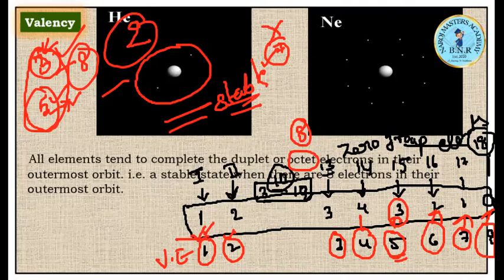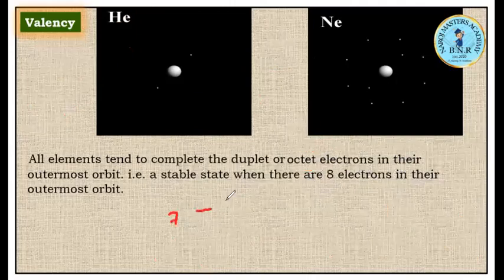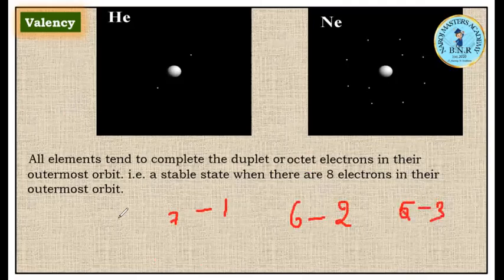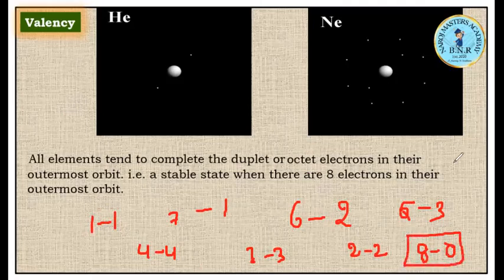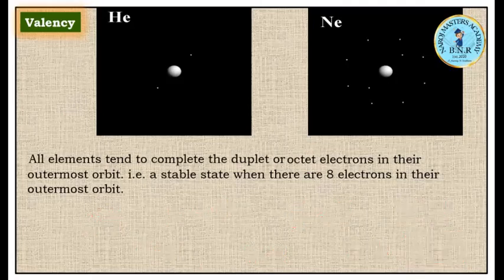If 8 are not there, if 7 are there, valency is 1. If 6, valency 2. If 5, valency 3. If 1, then valency 1. If 4, valency 4. If 3, valency 3. If 2, valency 2. Is it right? If 8, valency 0. Remember, a very, very important point about valency.